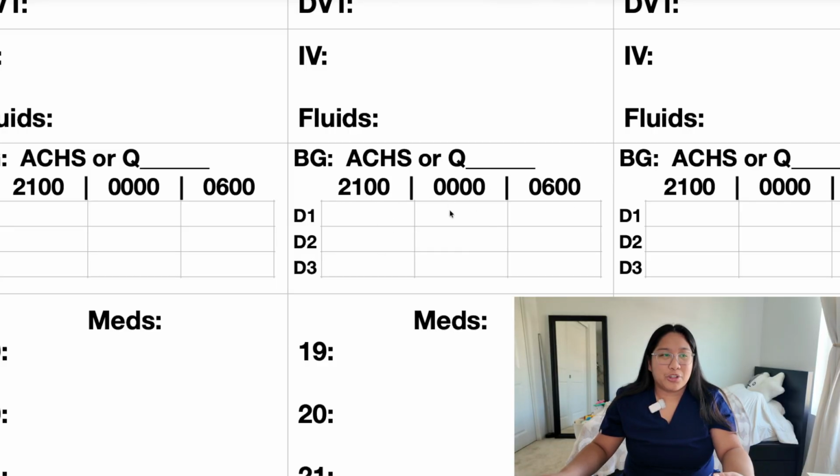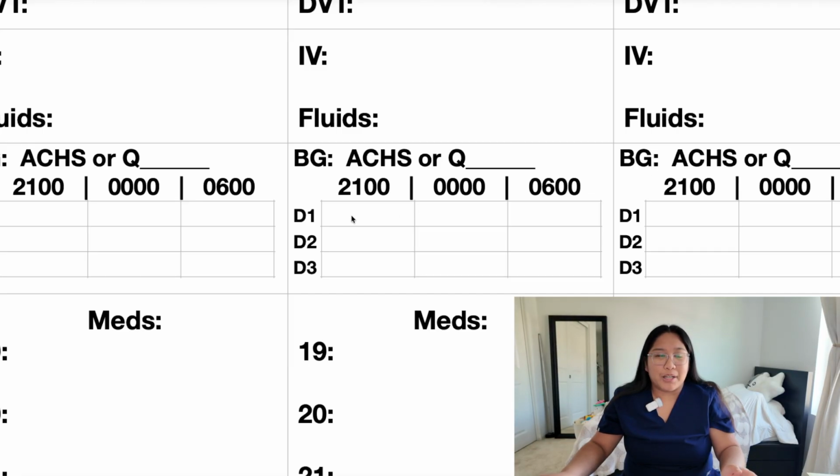So we check blood sugars at night at 2100, which is 9. And then if you have a patient that's every 6 hours, you would check it at midnight and then the 6 a.m. ACHS means at meals and at bedtime. If you have a patient that's every 6 hours, again the 12 and the 6, or sometimes there's patients every 4 hours, so you gotta put that too.